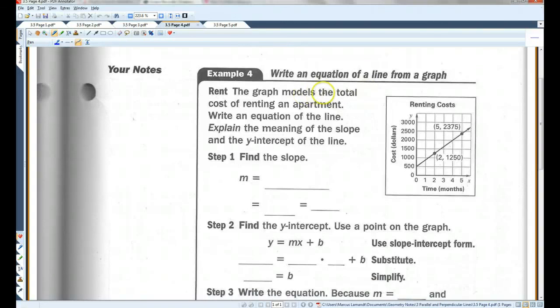Rent. The graph models the total cost of renting an apartment. Write an equation of the line. Explain the meaning of the slope and the y-intercept of the line. Okay, so first things first, let's write an equation for this line. We're given our 2 points. Here's our y's.